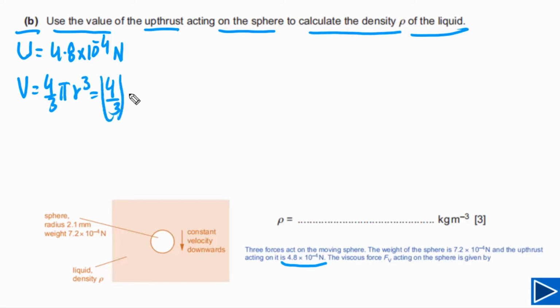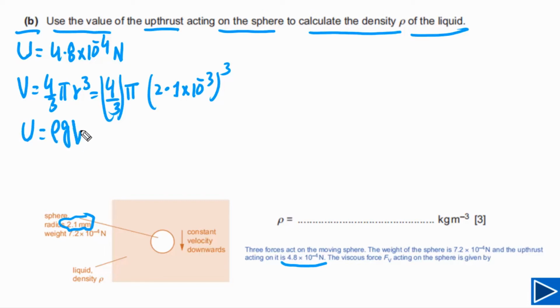This is 4 by 3 pi r cubed, but r is given in millimeters, so we have to convert this into SI units. So this is 2.1 times 10 to negative 3, cubed, meaning the cube of the radius. The density of the fluid we need to find out. So first, we need to understand upthrust. This is equal to density of fluid times g times volume of fluid displaced.